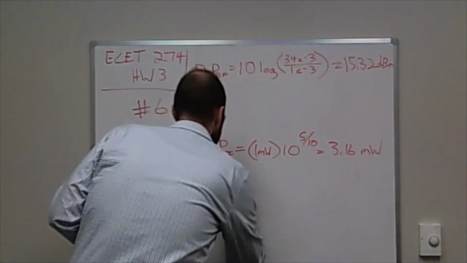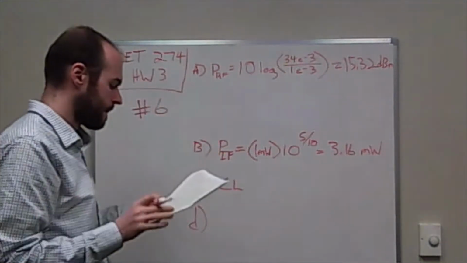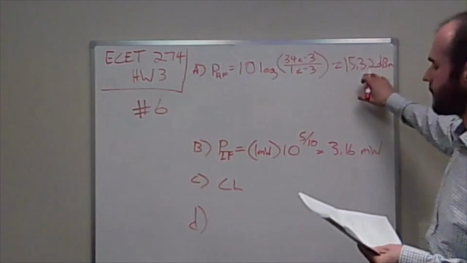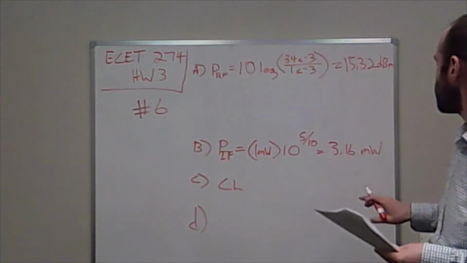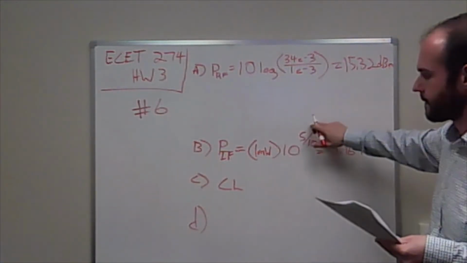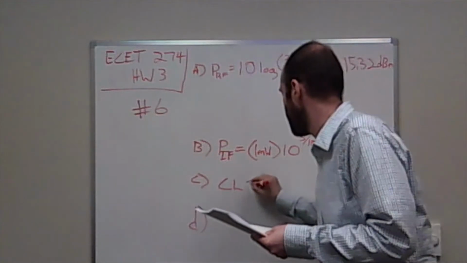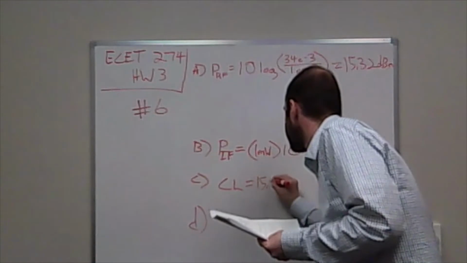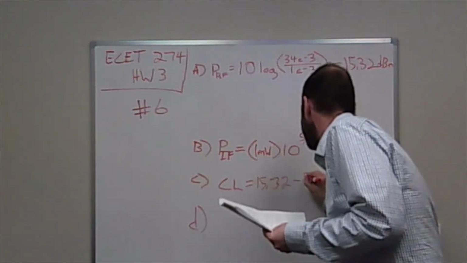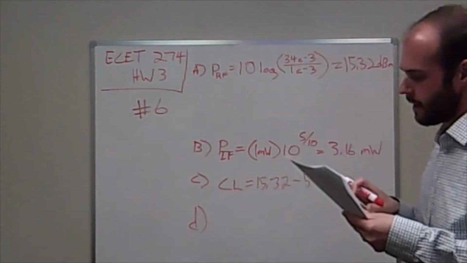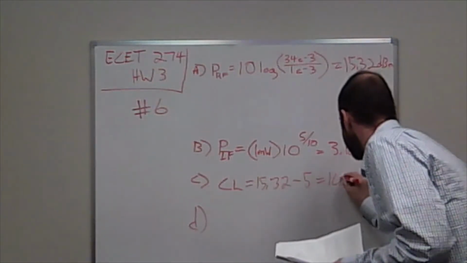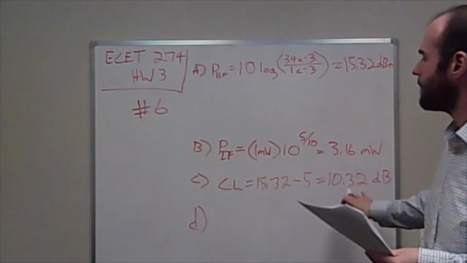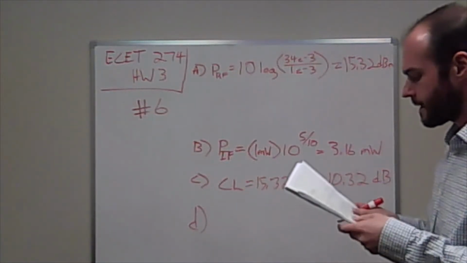For our CL, our conversion loss, again, is just the RF power in dBm, which we have, minus the intermediate frequency power in dBm, which was this 5. So the conversion loss is just the 15.32 minus 5, or 10.32 dB. Notice this is dB instead of dBm because we're talking about the device.